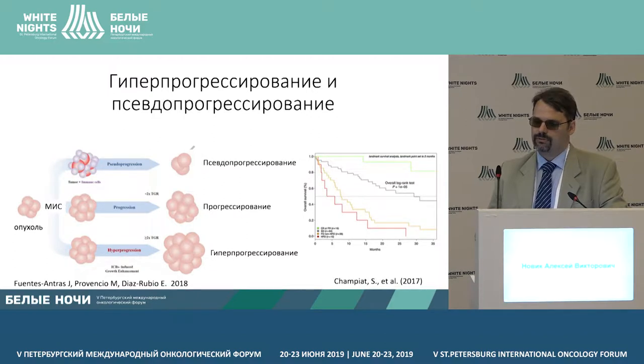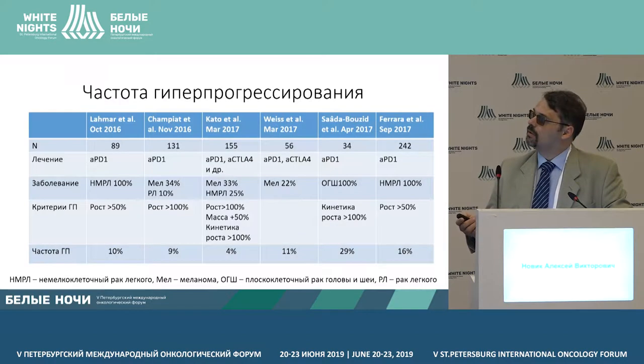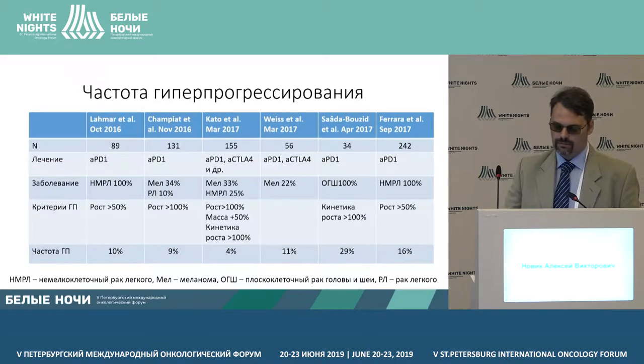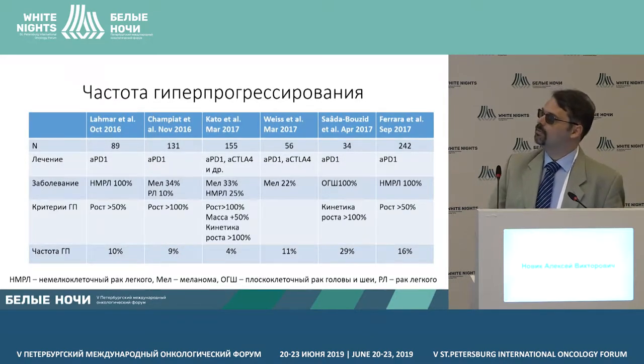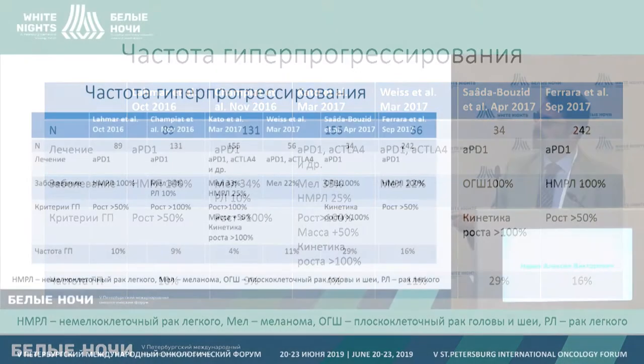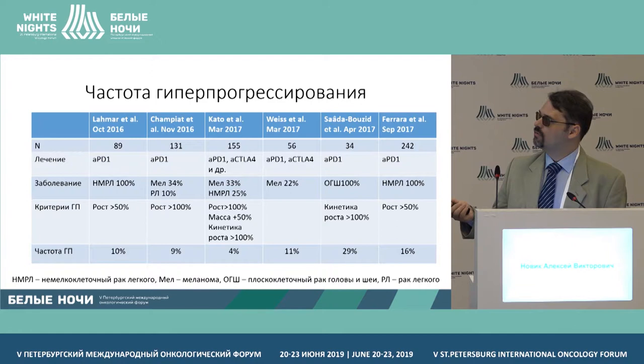What does it give us? Well, we have to again differentiate between different responses, but there is a pitfall here: the rate of this hyperprogression phenomenon. There are a number of studies. Mostly we studied melanoma and lung cancer, but sometimes head and neck tumors were studied. And that rate ranged from 4 to 29%.